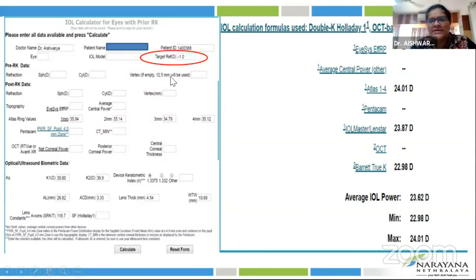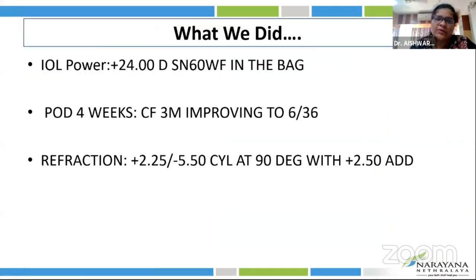If you see, with -1 target refraction, we got a maximum of 24 diopters. And this is eventually what we did: we implanted an IOL power of 24, SN60WF, in the bag. After 4 weeks, from CF 2 meters earlier, the vision was CF 3 meters, improving to 6/36, which was the eventual BCVA also. And the refraction was around plus 2.25 with minus 5.5 cylinder at 90 degrees, with plus 2.5 add.